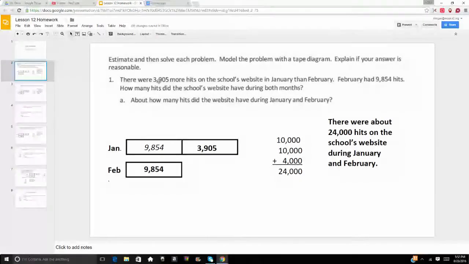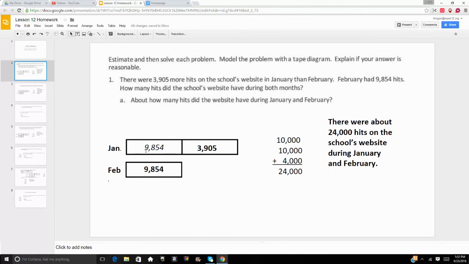So there were 3,905 more hits on the school website in January than in February. Well, February had 9,854 hits. Well, if January had that many and 3,905 more, this is February, and they had February and then this many more than February. Okay, so we have to estimate now.